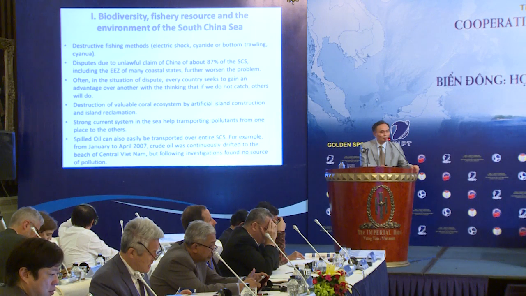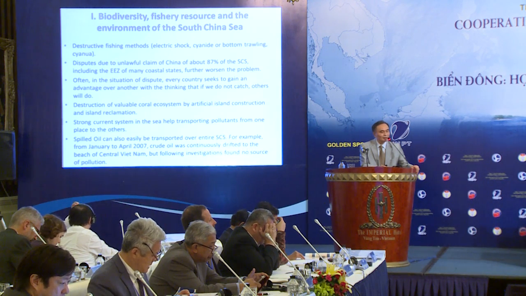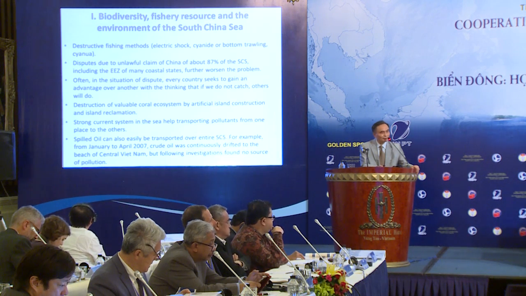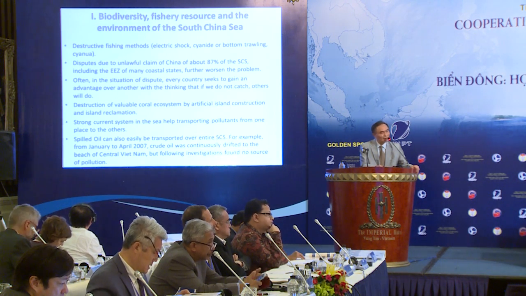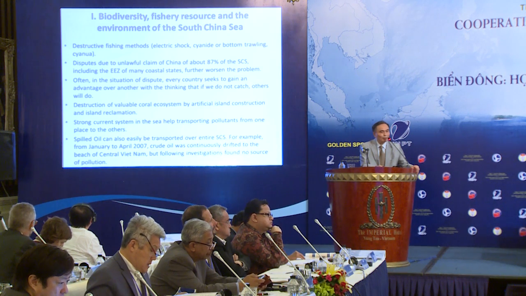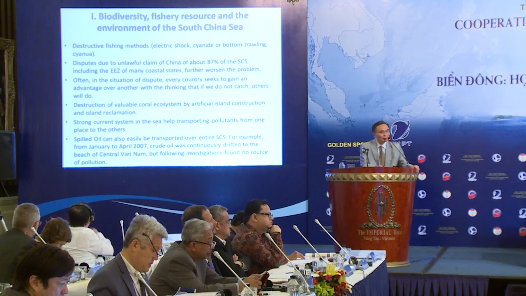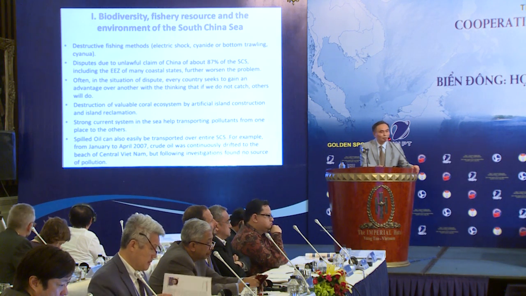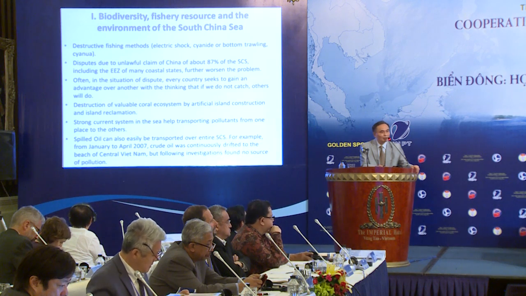And also the strong currents in the sea help transport pollutants from place to place. For example, in 2007, the coast of central Vietnam, in fact from the north to the south, encountered a problem of oil spill. A lot of crude oil drifted to our coast, but even after a very long time we could not find the source. So in that case, only cooperative efforts can solve this problem.